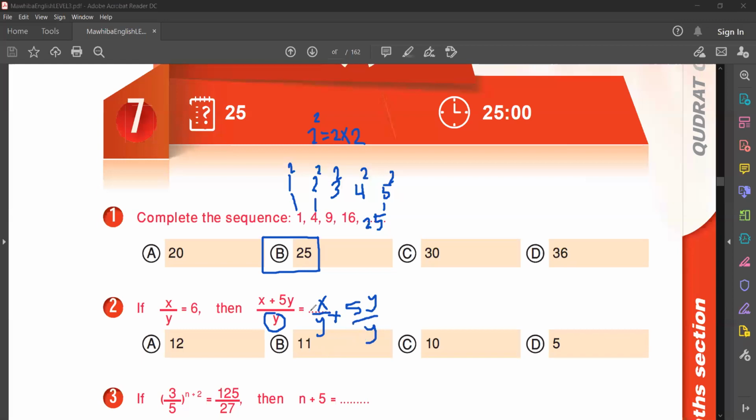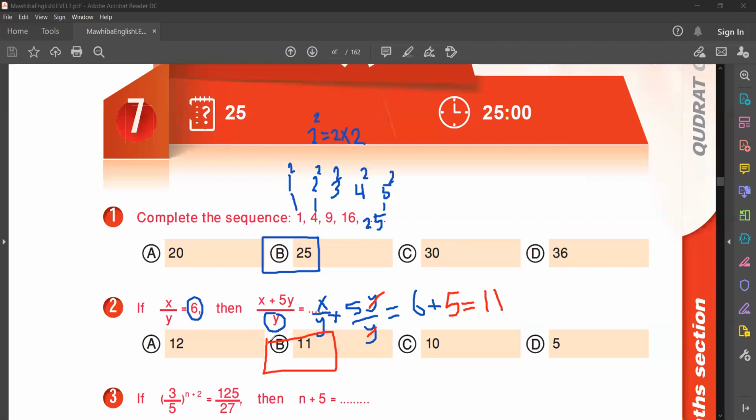right? Okay, now x over y, we have it. The value, it is what? It is 6, right? Then plus 5y over y, you can simplify. Then you delete y with y. Then you write 5, right? Then 6 plus 5 equals what? Equals 11, right? So the answer is B. If you don't understand any problems, you must tell me.